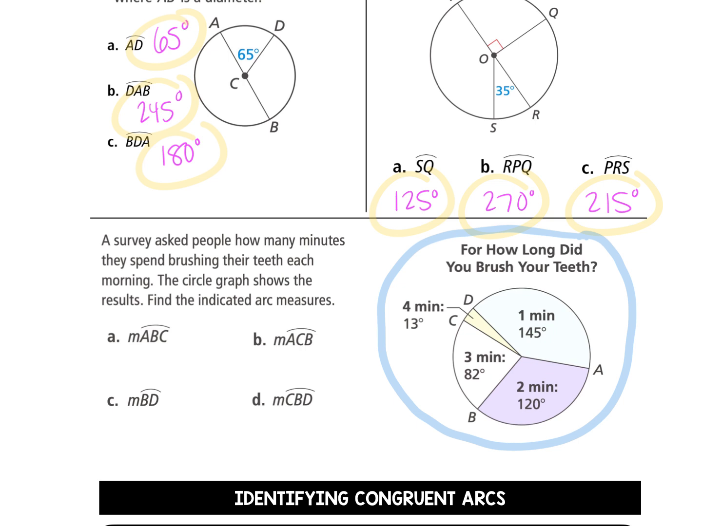So the first arc is arc ABC. So arc ABC, I will highlight that in a purple color. So from A to B to C. So we're just doing 120 plus 82.